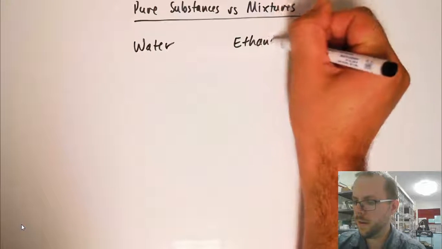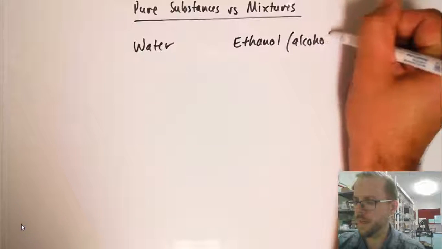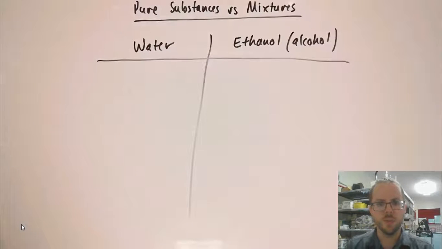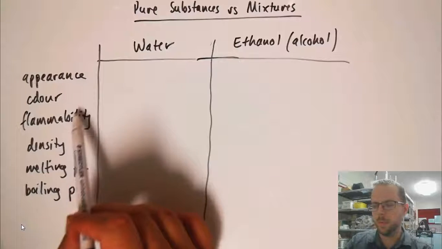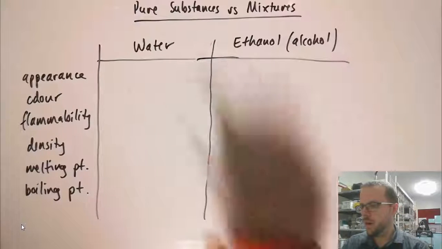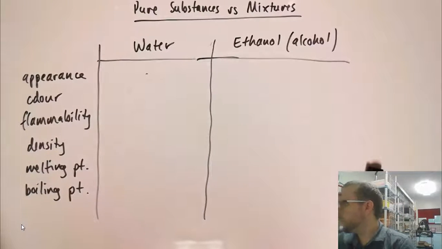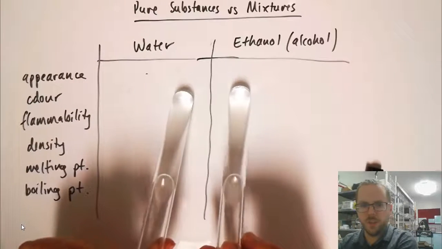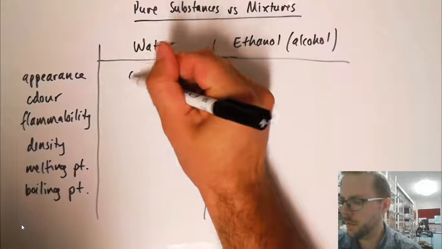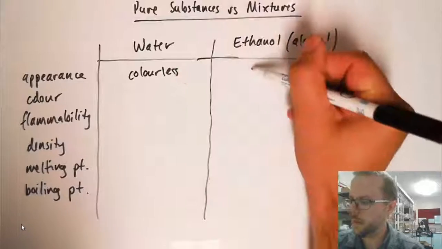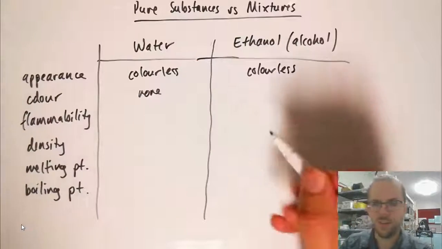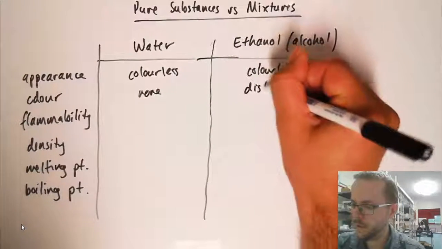Water and ethanol, which in everyday language is known as alcohol. We're going to look at them in a range of properties. Here is a list of some of the properties that we're going to be considering in looking at these two substances. If I take water and alcohol, I've got pure samples of each one over here. I'm going to show you some demonstration stuff in a moment. In terms of appearance, they are both colourless liquids. In terms of odour, water has no characteristic odour, but ethanol certainly does.